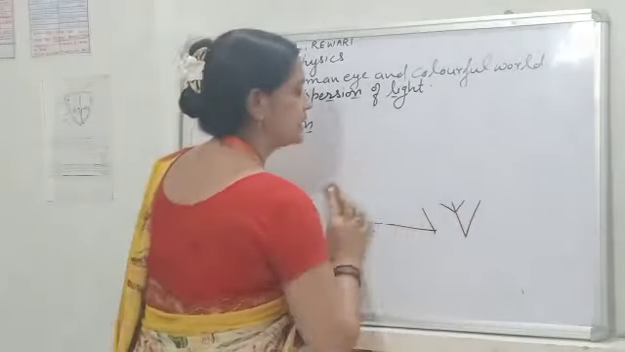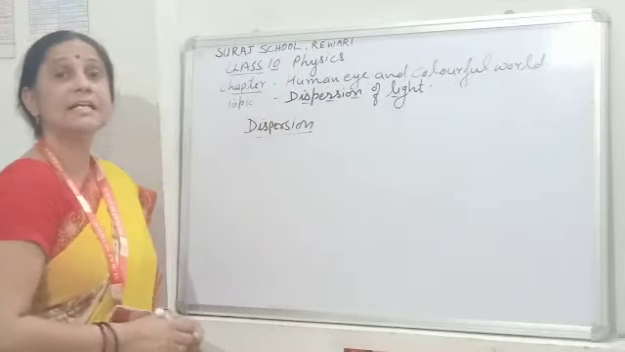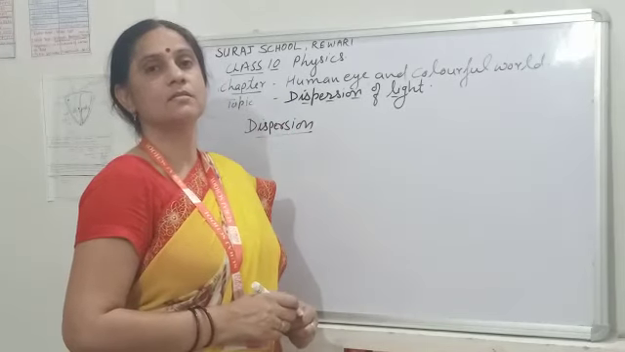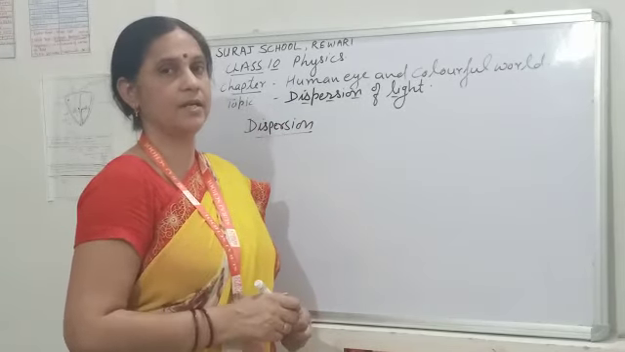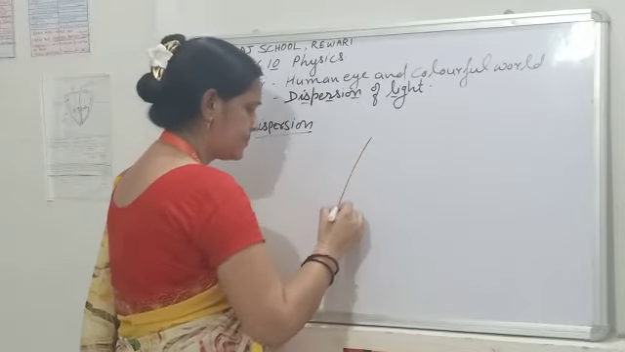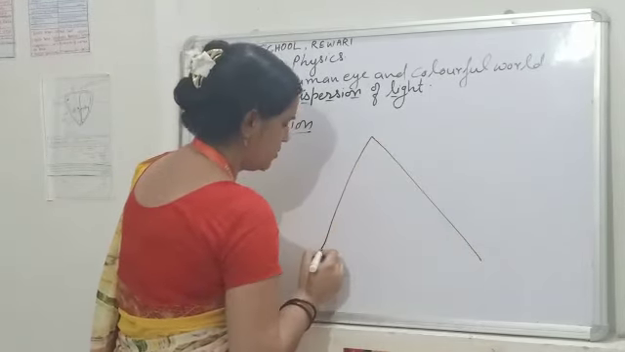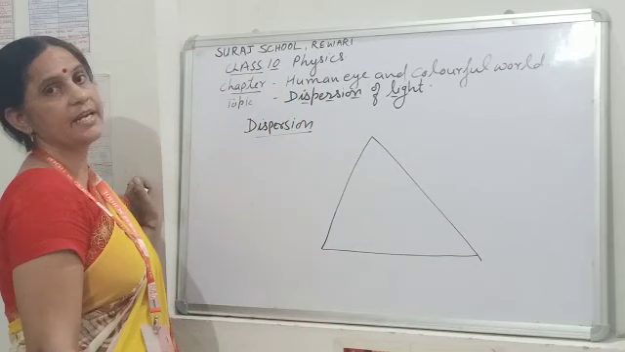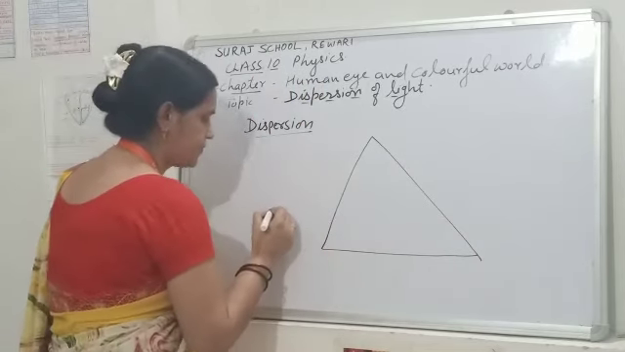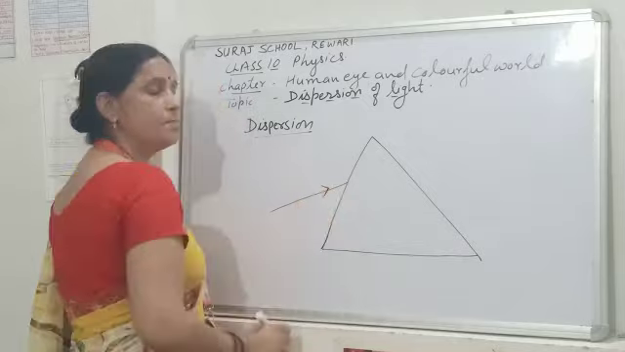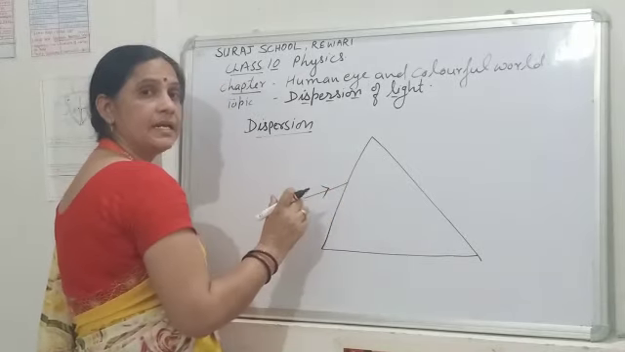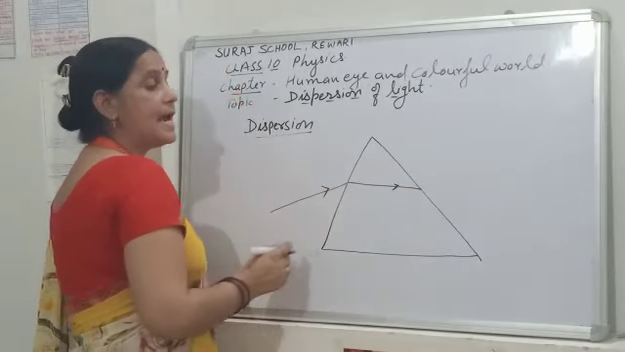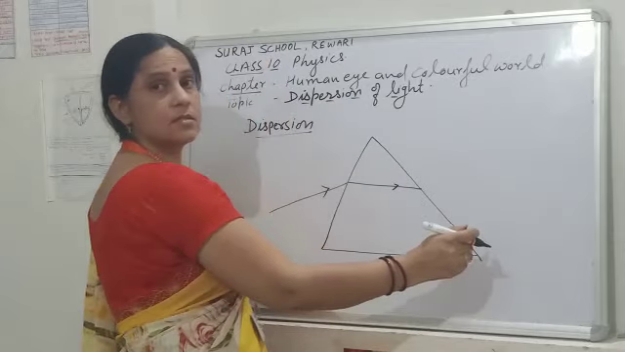Now, we know that when light enters from one medium to another medium, it bends. This phenomenon is called refraction of light. So now, when light enters from air to prism, how does refraction take place? When this light enters the prism, then due to the change in medium, it bends, and again it bends towards the base.